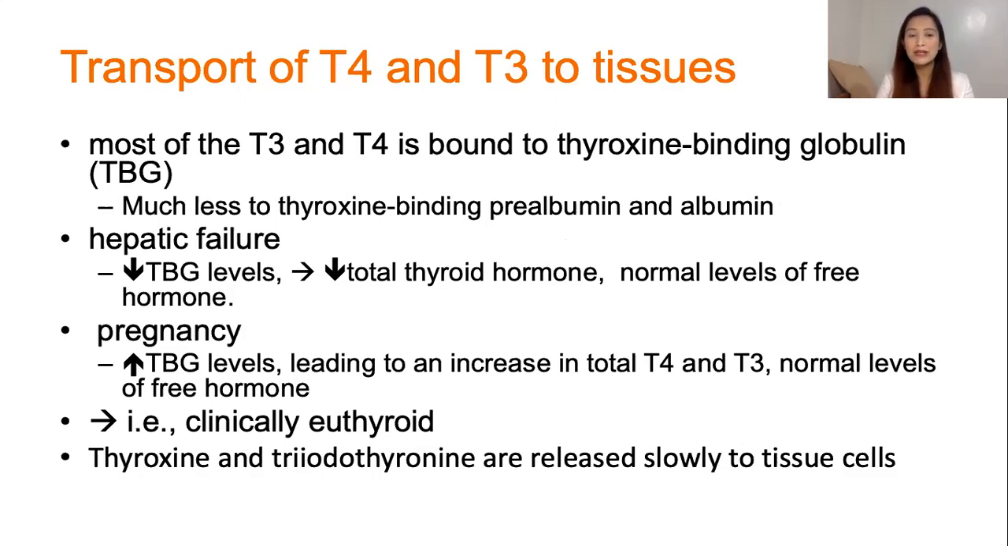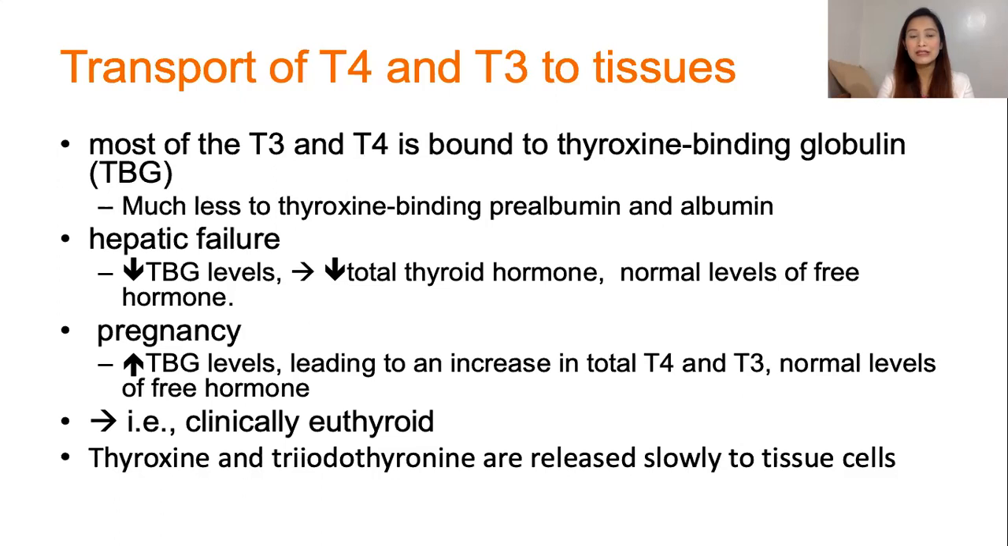So for example, if you have hepatic failure, remember that your liver is the organ that synthesizes plasma protein. And since TBG is a plasma protein, in patients with hepatic failure you will have low levels of thyroxine binding globulin, and in total there will be lower total thyroid hormone levels. But the levels of free hormone, free T3 and free T4, will still be normal.